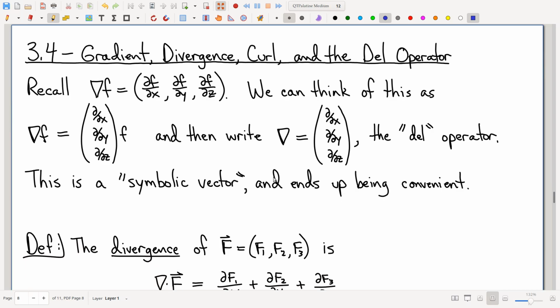So, 3.4. This is a weird section. This is arguably out of place. There's a case to be made that this shouldn't really come up until chapter 6. So why is it coming up here in chapter 3? I think there's a pretty good reason for this.